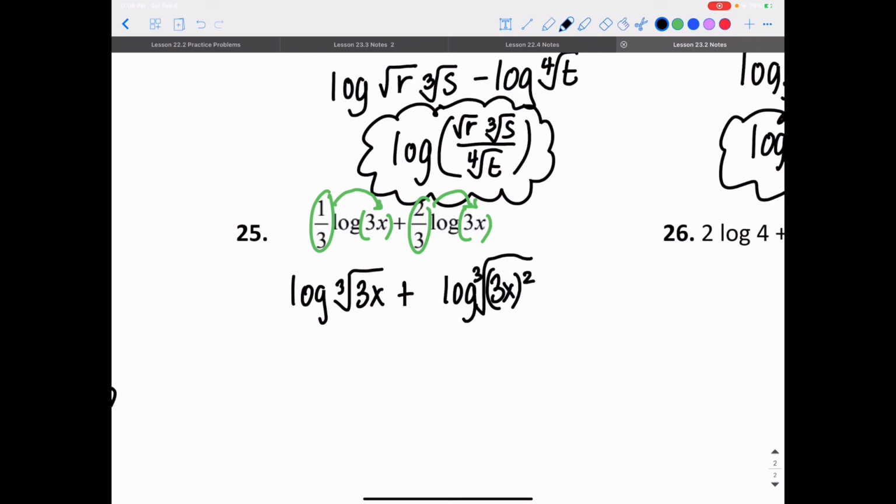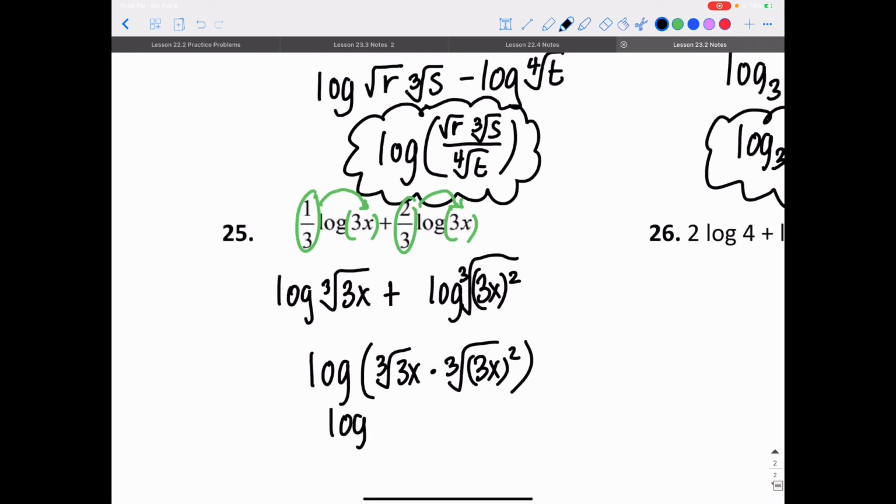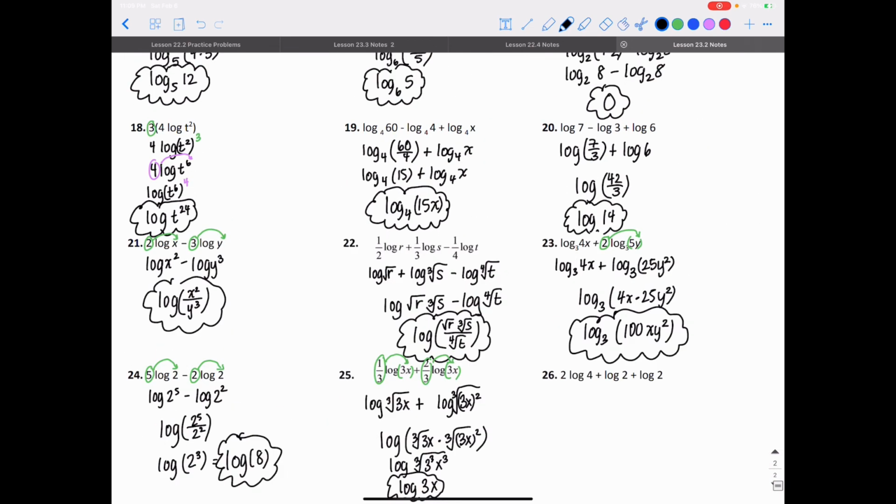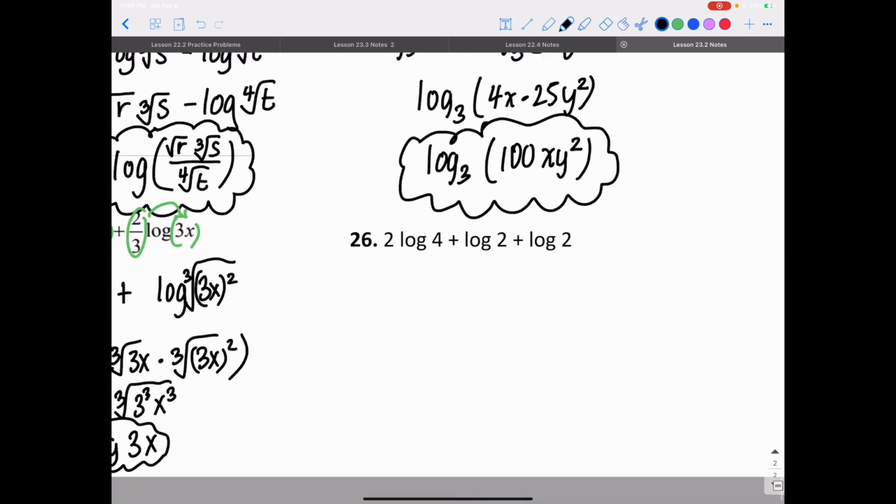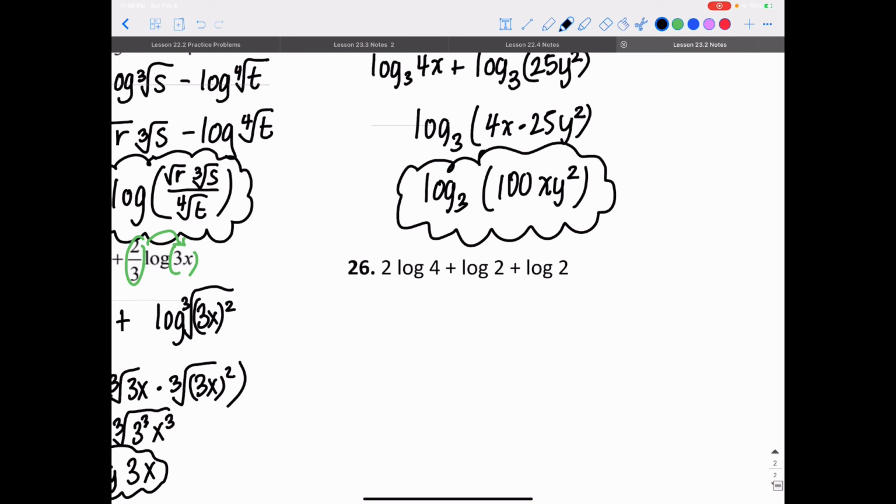Now to combine these two, there's addition in between, so I'm going to multiply. I'm going to have the cubed root of 3x times the cubed root of 3x squared, and that's going to give me log of the cubed root of, I can combine these since they're both cubed roots, 3 cubed times x cubed. The cubed root of those is just 3 and x, so I have log of 3x.